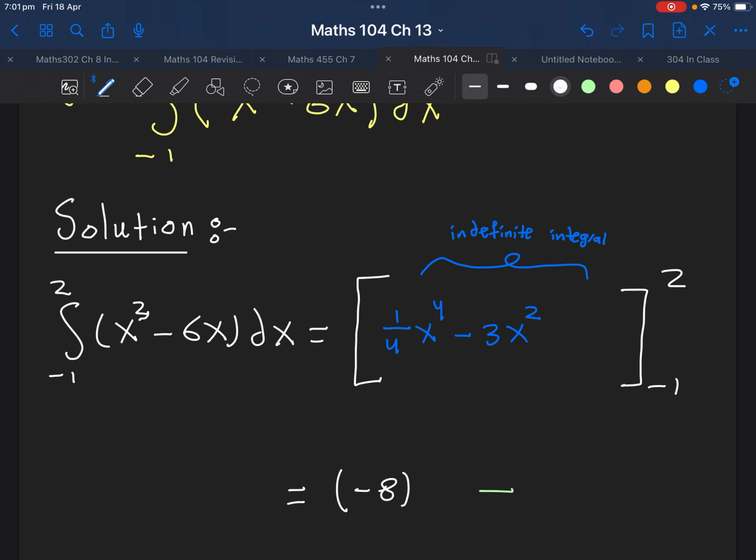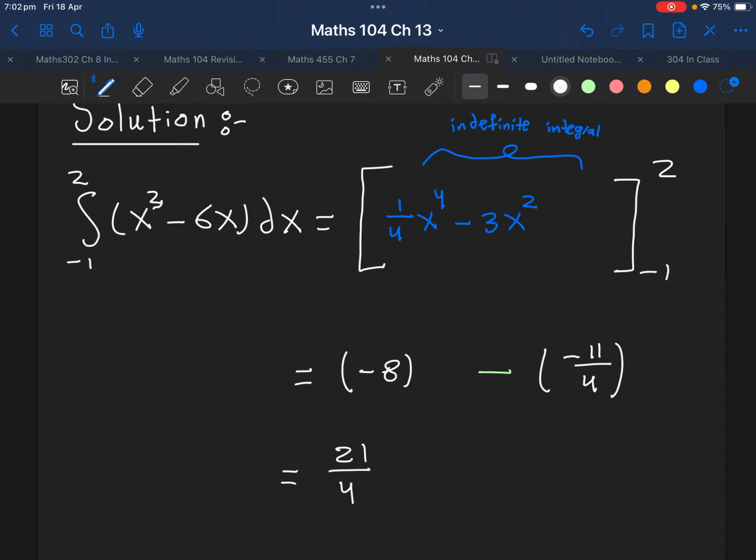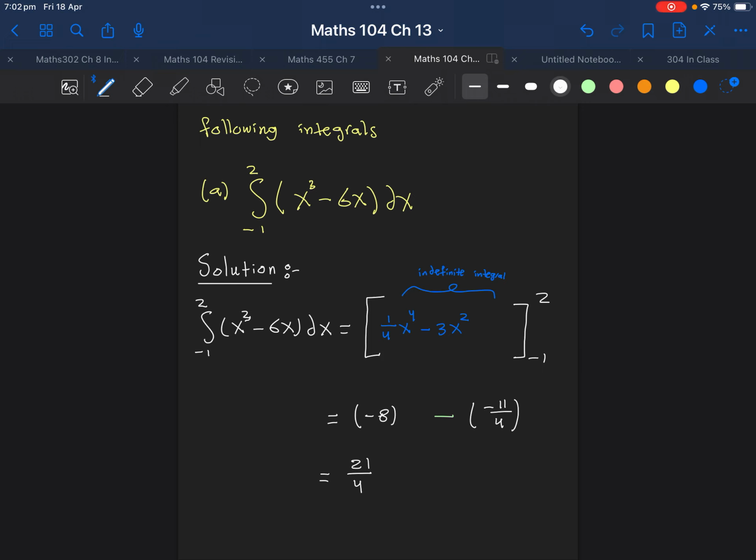If you substitute -1, it will be 1 over 4 minus 3, which is just -11 over 4. Please check those answers with the calculator. The final answer would be just 21 over 4, if I did everything correctly. And that's how we find the definite integral.